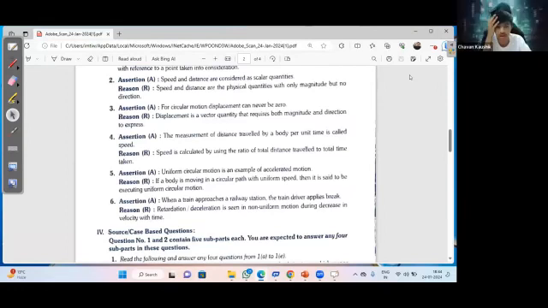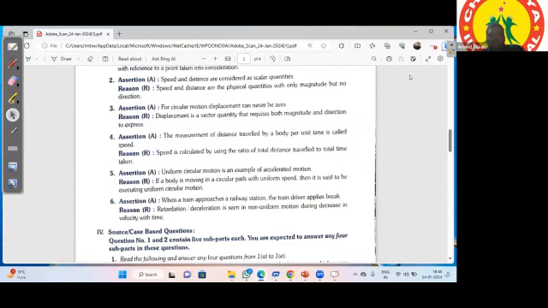A is true and R is false. Yes, it will be A is true and R is false. No, A is true, R is true, but sir, option B: R does not explain. So it's option B.